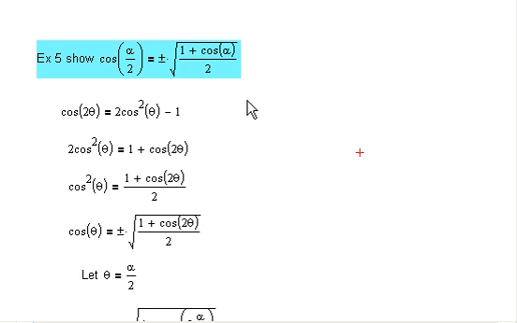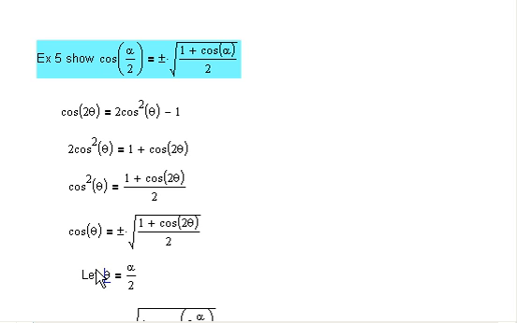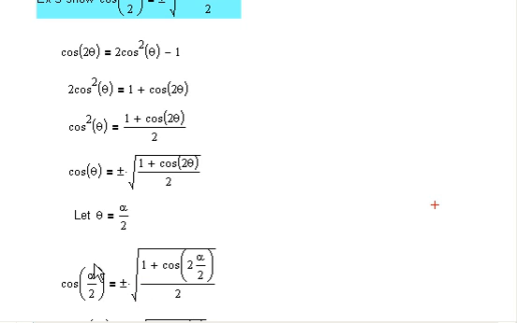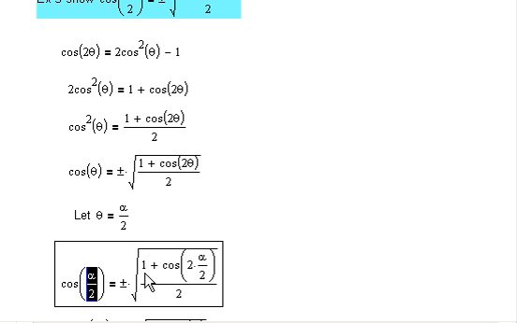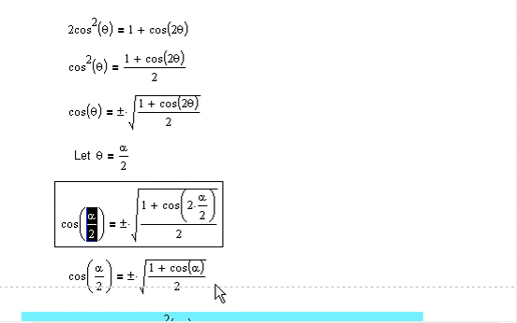However, that's not the formula we were looking for. We want it to look like this. But it's an easy transformation. Just replace theta with alpha over 2. And we have cosine of alpha over 2 instead of theta equals the square root of (1 plus cosine of 2 times alpha over 2) divided by 2. But 2 times alpha over 2 is just alpha. So there we have the formula we were trying to derive.